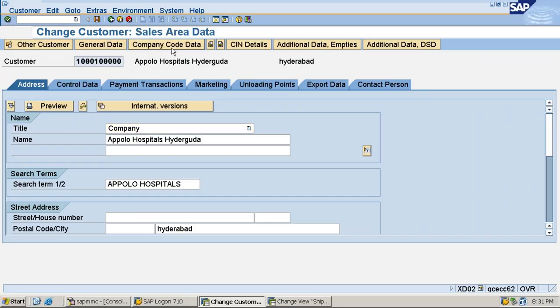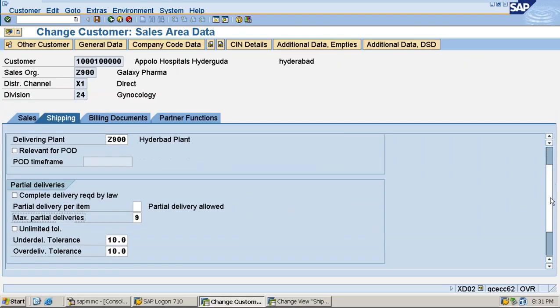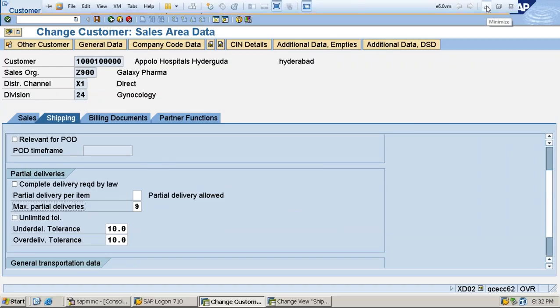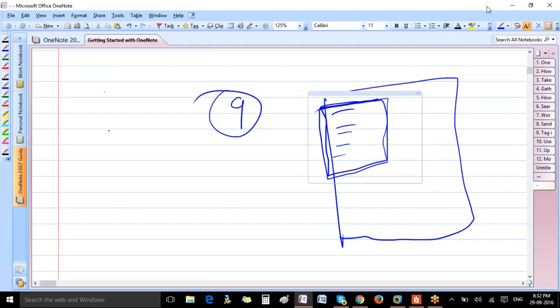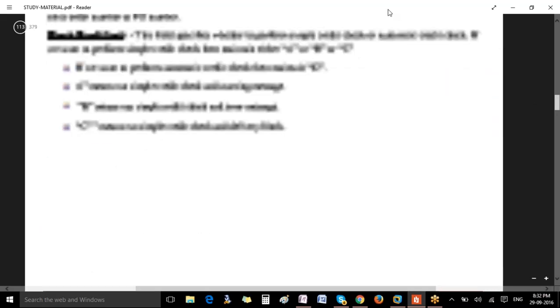Okay, so let's go to the sales area data, in the shipping. Let me put a question to you. It's also an important interview question. The question is, how many maximum partial deliveries can I make for a customer? Or else let me show you the exact question. It's the same, I guess, like how many maximum partial deliveries I can do for an order or something. So anyone, how many partial deliveries can you do for a customer?